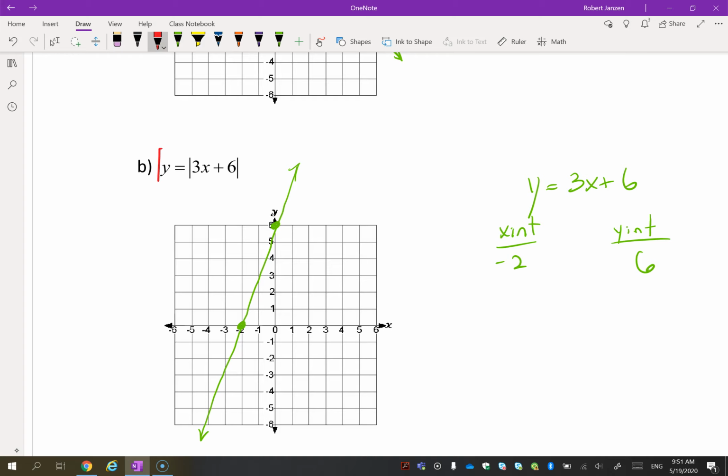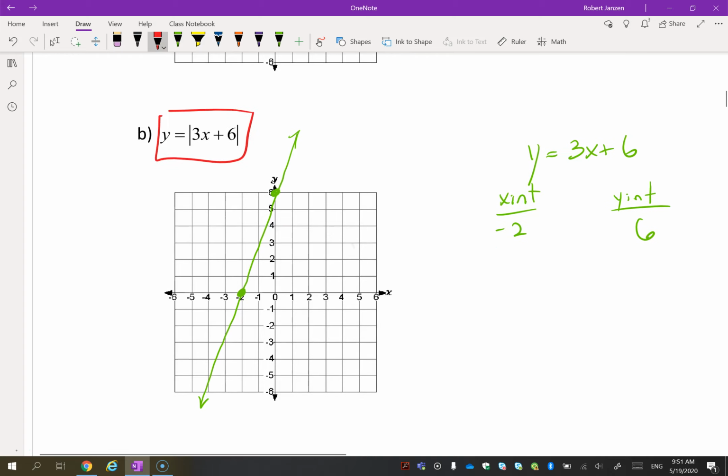Okay, now let's take the absolute value of that. Again, here's the critical point, the x-intercept. This part will stay the same. Okay, this part, where did I get this point? Well, since, oops, let's back that up. That point is the point (negative 4, 6).